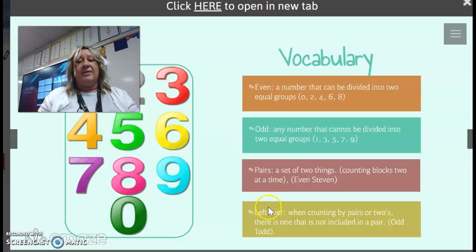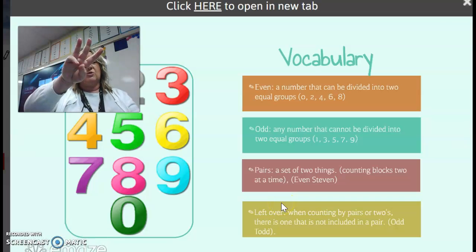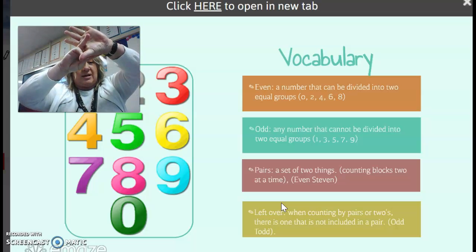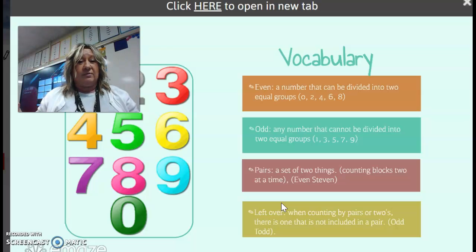All right. And then leftover, when you're counting by pairs or twos, there's one that's not included in the pair. So if everybody had a buddy, right? So let's use 3 again, because when I use 5, my fingers look funny. All right, 3. We grouped 2 together, and then when we go to group 2 again, there's only this dude left by himself. So he's left over. Okay, he's the odd man out. He's left over. Okay.